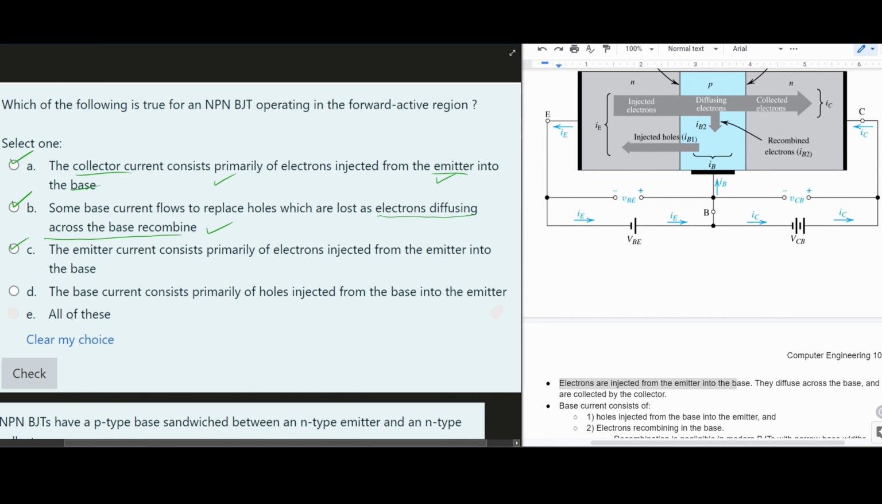Next, we have the base current consists primarily of holes injected from the base into the emitter. Well, we can see the base current consists of holes injected from the base into the emitter. So this one's also going to be true from the notes. And so that means that the only choice left is all of these, and that's going to be the correct one.